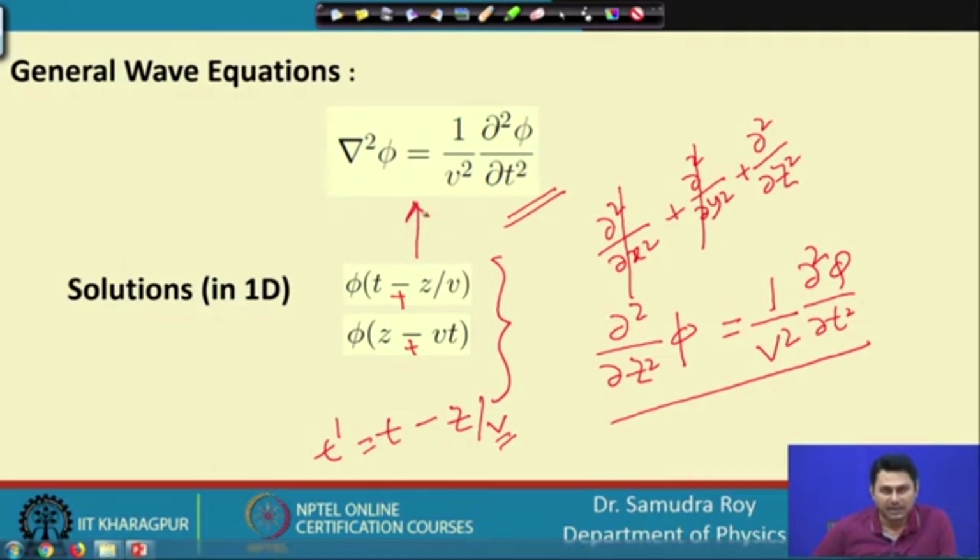So, the wave equation has a specific solution, and this solution, t minus z by v or z minus v t, both are solutions of this system, which suggests that this is really a wave. Okay.